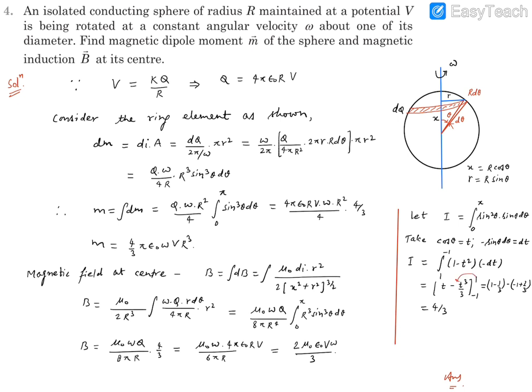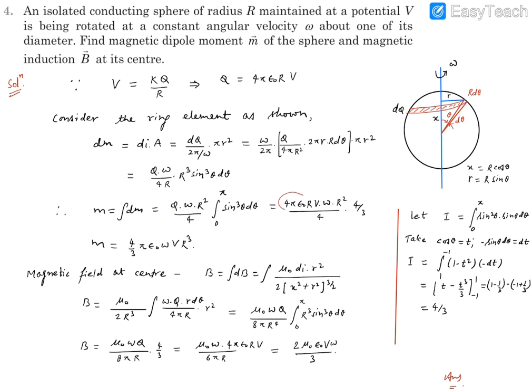Then put the value of 1, then put the value of minus 1 in place of t, and subtract. Simplify, and you'll find it to be 4 by 3. That means this integration, that is sine cube theta d theta from 0 to pi, turns out to be 4 by 3. So we can multiply this by 4 by 3, and we can substitute the q value from here.